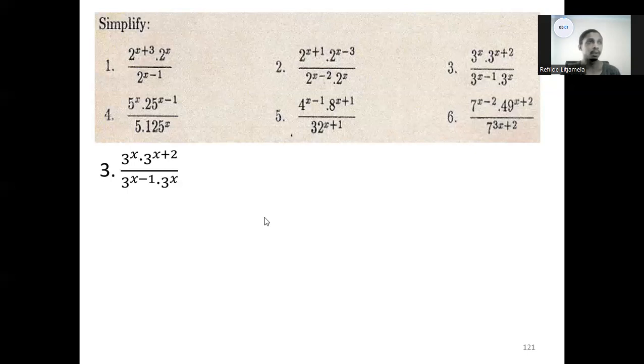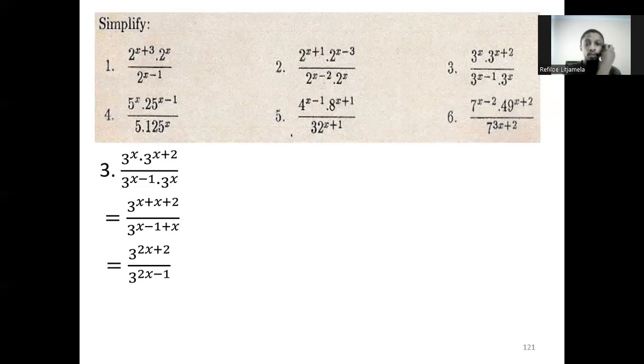All right, your time is up. You were supposed to deal with the numerator and denominator separately. So in this case, you will have 3 to the exponent of x plus 2. In the denominator, you have 3 to the exponent of x minus 1 plus x. This is what you get when you add the x's. Then you take the numerator exponent, subtract the denominator exponent, and you will get this.